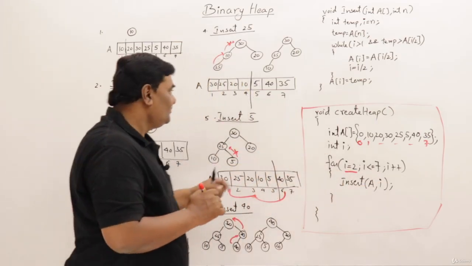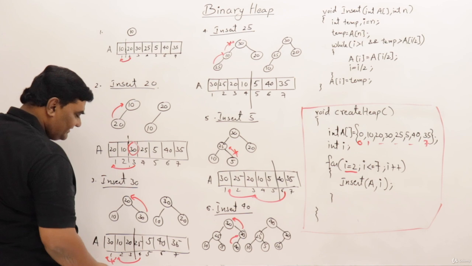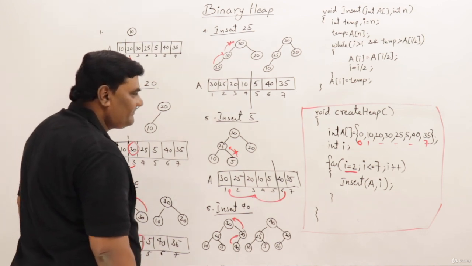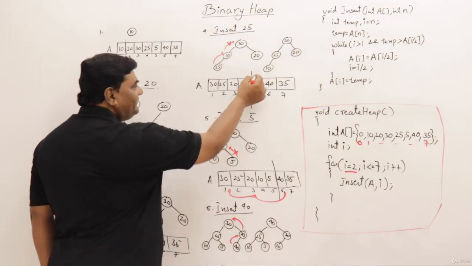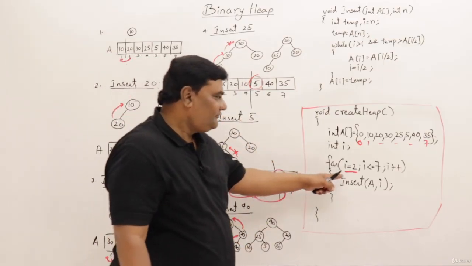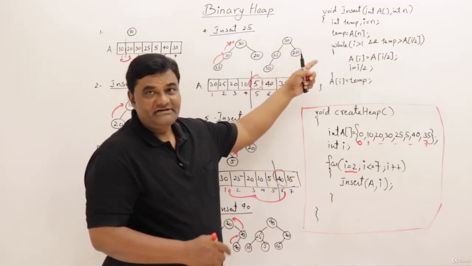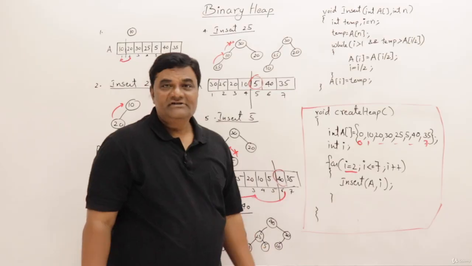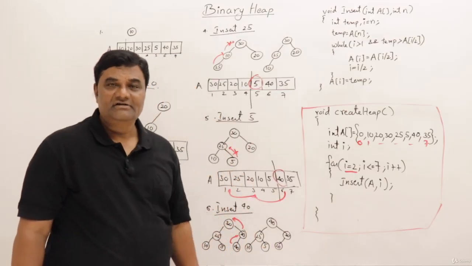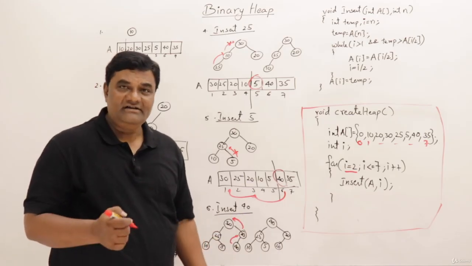So first time I is 2. So this second element is inserted. I was 3, so this third element. I was 4, fourth element will be inserted. Then when I becomes 5, fifth element, then sixth element. Like this, all the elements will be inserted up to the last element 7. So major work is done there by insert function. But this create heap function is utilizing that function for creating a heap. So that's all about creating a heap.